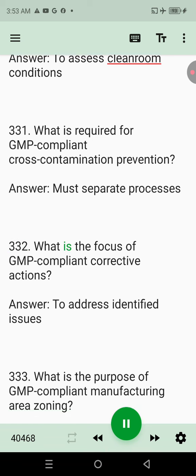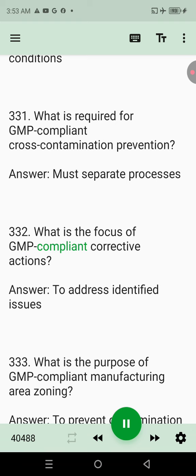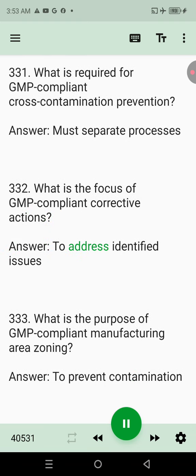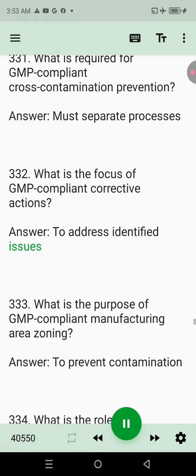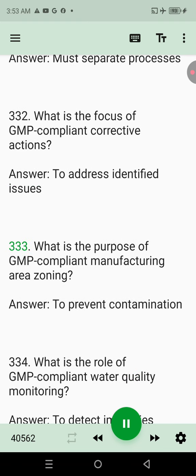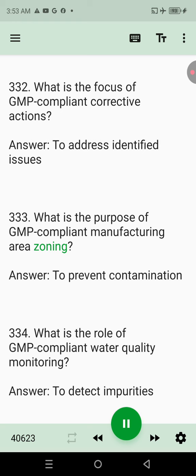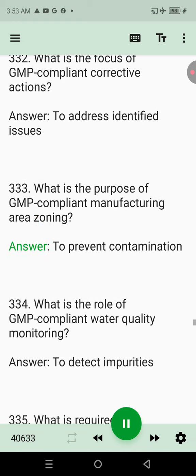332. What is the focus of GMP-compliant corrective actions? Answer: to address identified issues. 333. What is the purpose of GMP-compliant manufacturing area zoning? Answer: to prevent contamination.